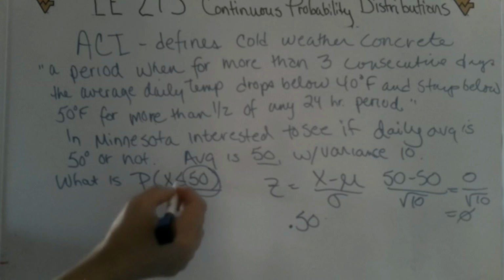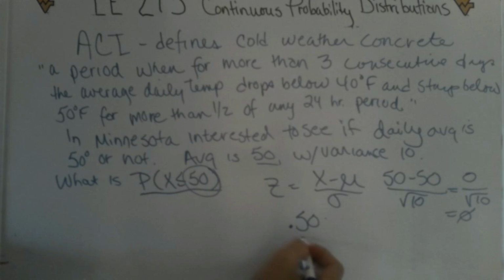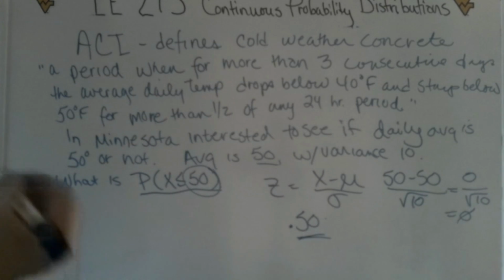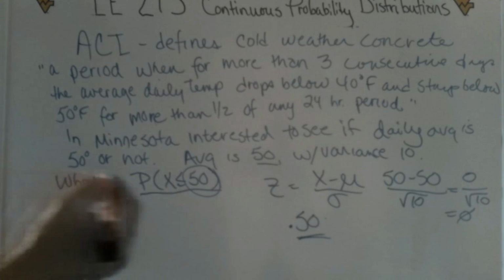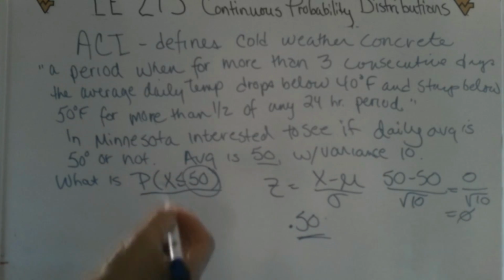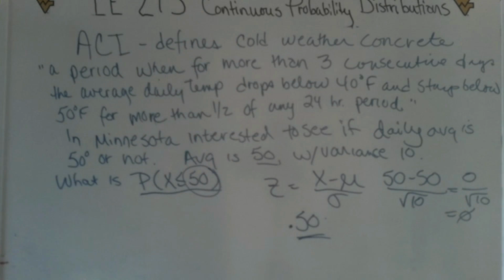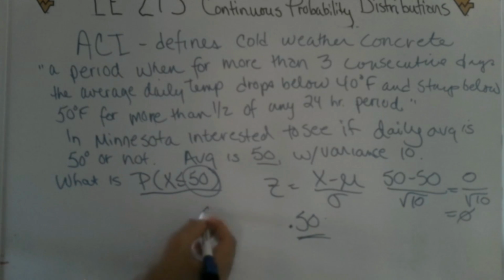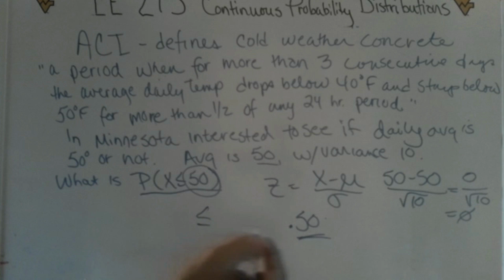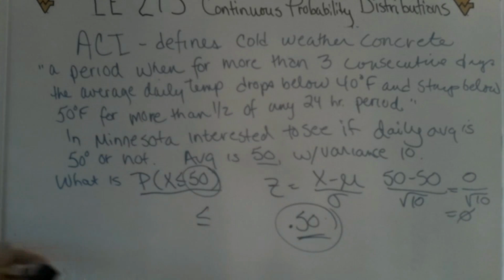Now, this is less than or equal to, so that number is a good number because we're reading from the left. If that said greater than or equal to, we would read to the right and we would have to do 1 minus. In the case of 0.50, it's going to be 0.50 either way. But in this case, it's less than or equal to, so we read the z value, and our answer is a probability of 0.50 or a 50% chance.